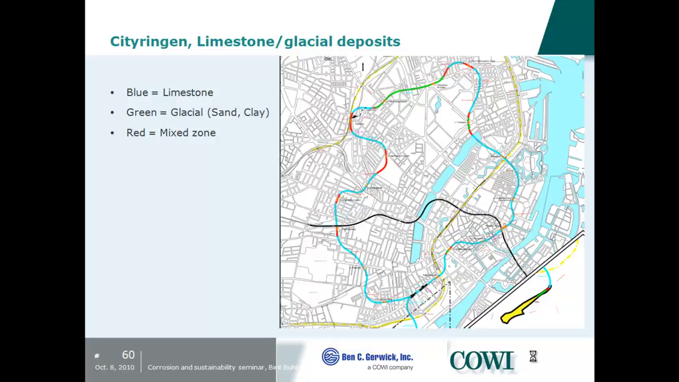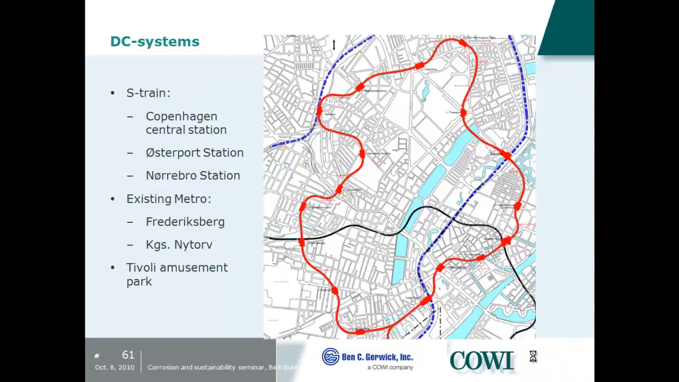Some of it is placed near the Copenhagen harbour area, some of it where we have more water saturated conditions, and all of it in anaerobic conditions, many of them placed deep below ground, 15 meters or so. We have overlying DC systems. S-trains are the trains that operate at grade level. We know, because we measured it, that they have a very high level of stray currents.